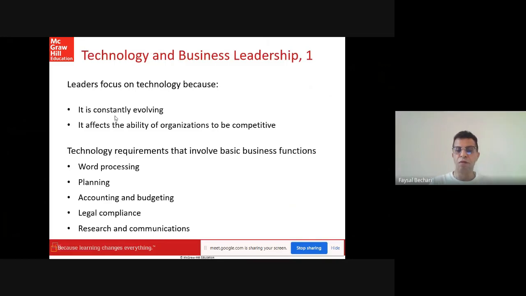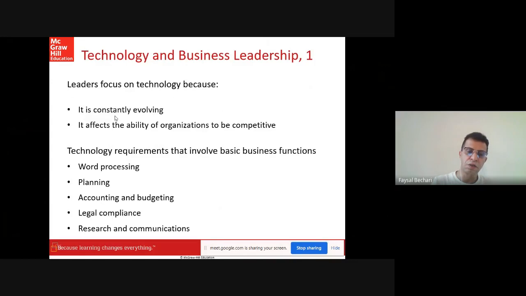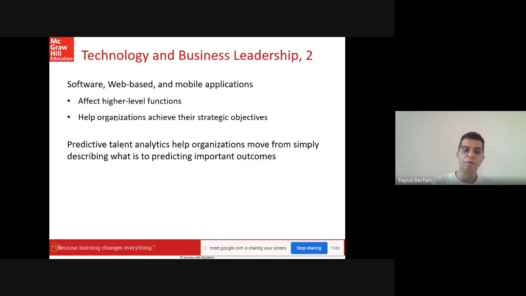Technology requirements involved with basic business functions include word processing, planning, accounting and budgeting, legal compliance, and research and communication. Further on, software, web-based, and mobile applications usually affect higher-level functions and help organizations achieve their strategic goals. So the first is real basic technology that every company needs these days. The second part is if you need to be more advanced, you have a large company, and you want to be more competitive.